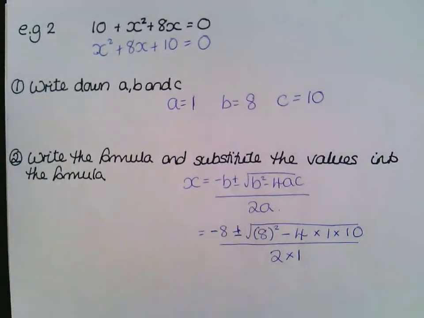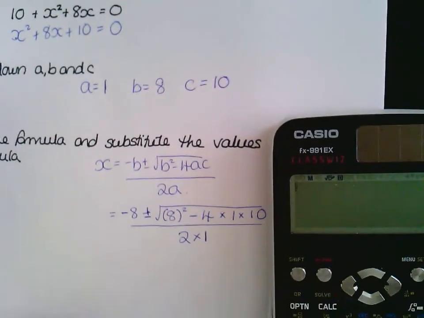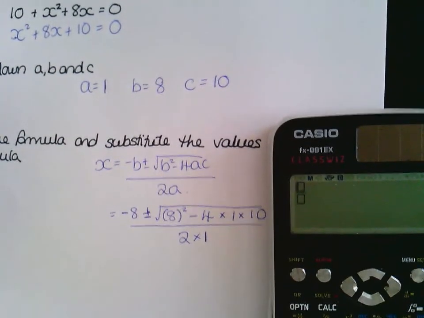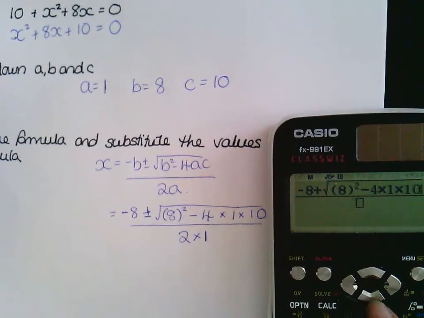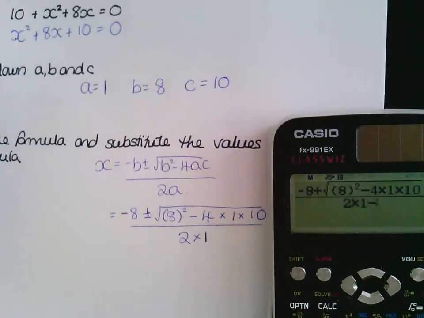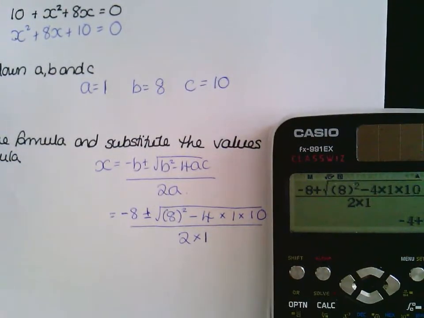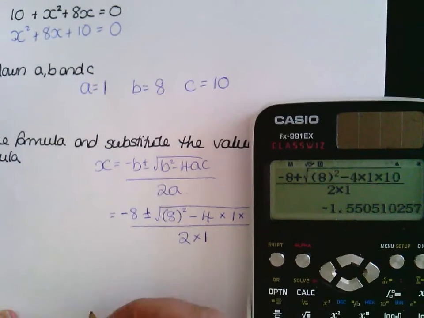Now we're going to type this into our calculator. Fraction button first. Minus 8 plus the square root of 8 squared minus 4 times 1 times 10. And at the bottom, 2 times 1. Again, for the first time through, I've used the plus there. And I've got a fraction answer again, so I'll push S to D. And my answer to 2 decimal places is x equals minus 1.55.